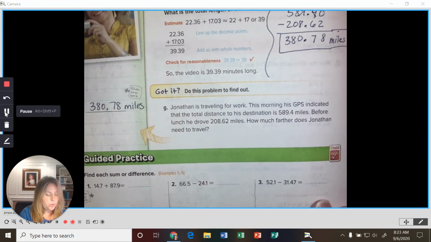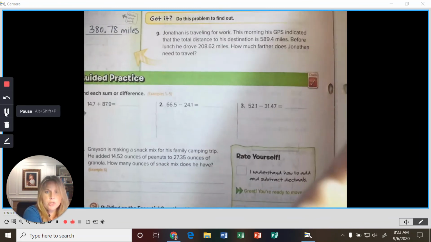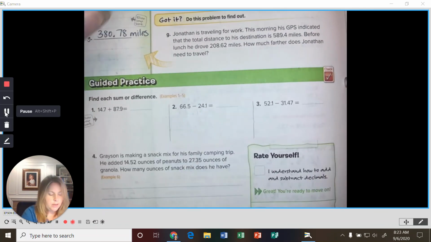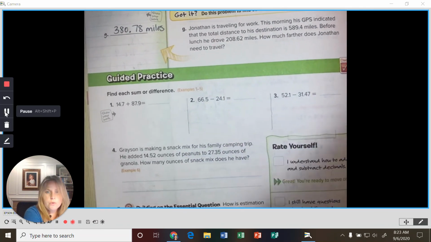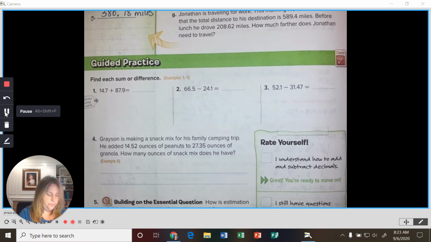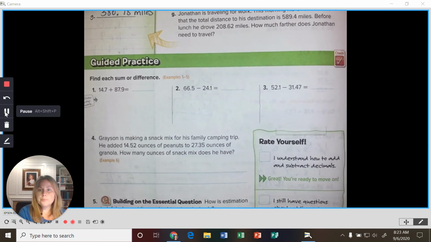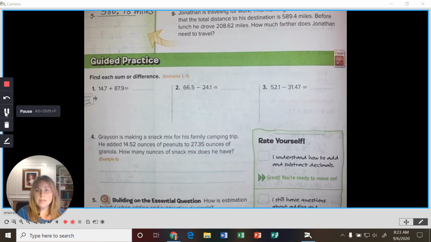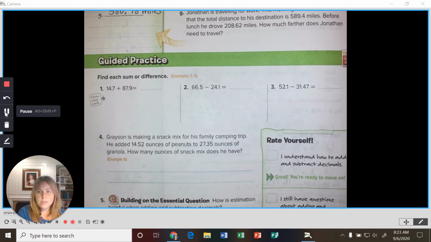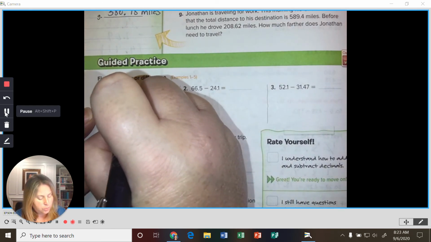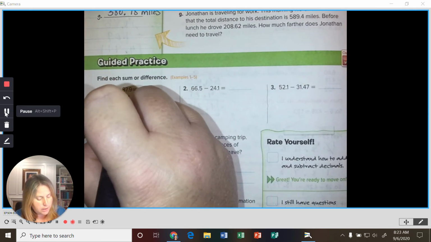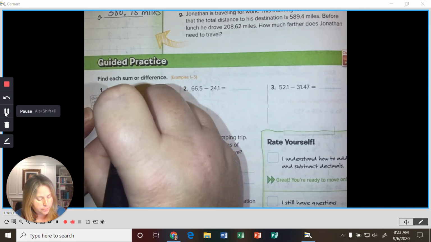Okay, so let's go ahead and I want you to try the guided practice right now on your own, and then we will go over those questions together. Guided practice, find each sum or difference. So number 1, we have 14.7 plus 87.9.